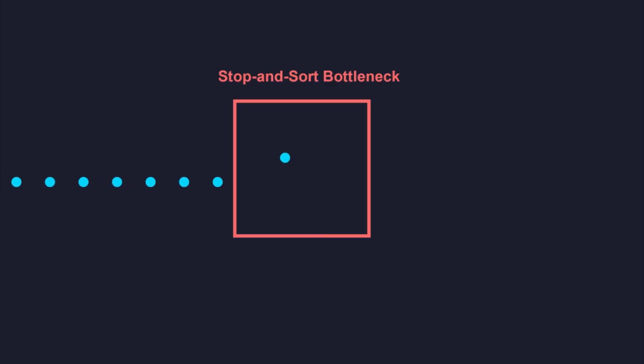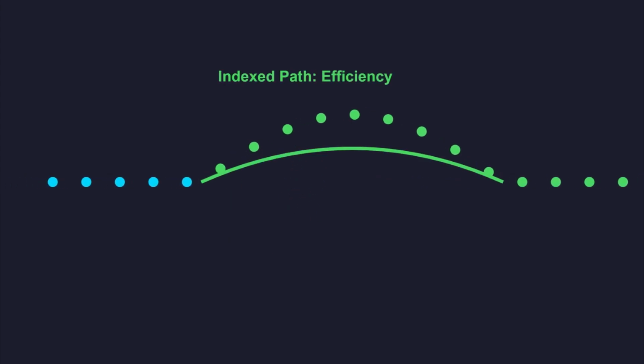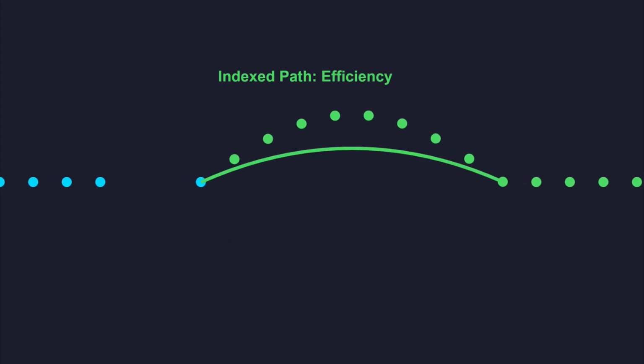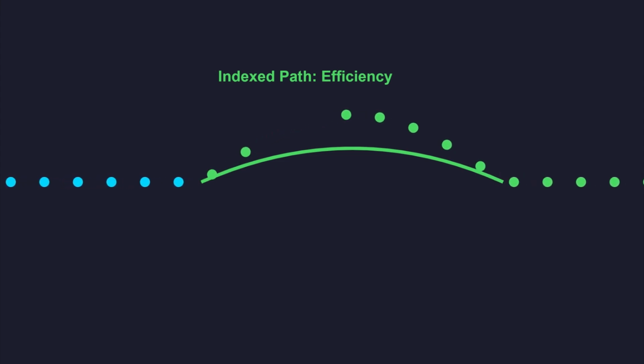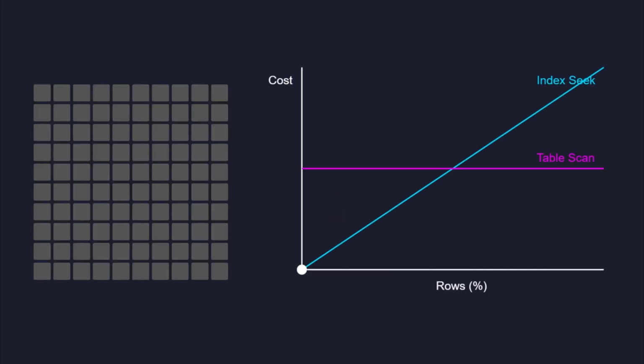Window functions like row number or rank require a stop and sort operation in the execution plan. If the sorting cannot happen in memory, it creates massive disk pressure. Ensure the underlying data is indexed to support the partitioning and ordering clauses. A table spool is a temporary work table used to store intermediate results for reuse later in the query. While spools can save computation, excessive spooling suggests that the execution plan is inefficiently handling large intermediate data volumes.